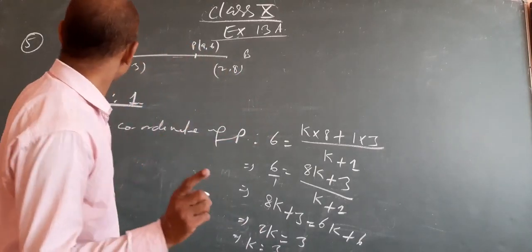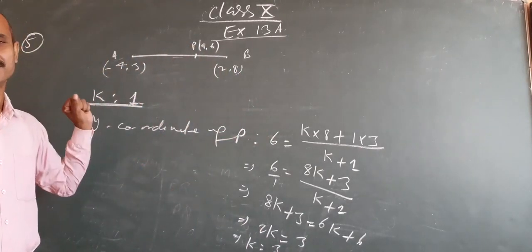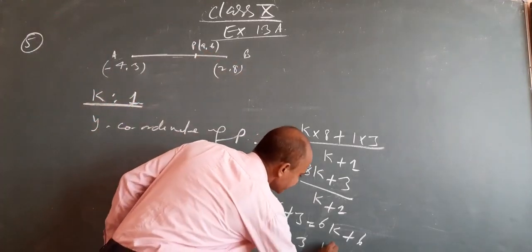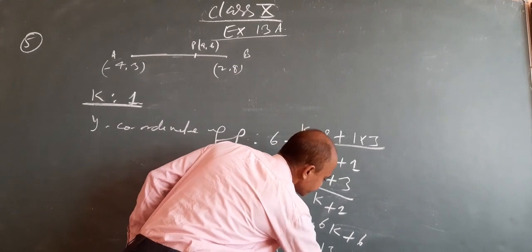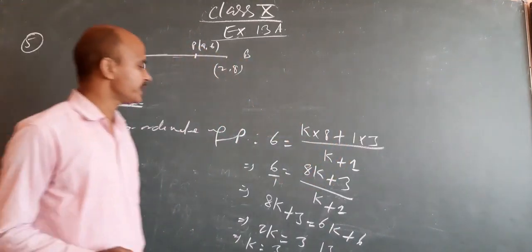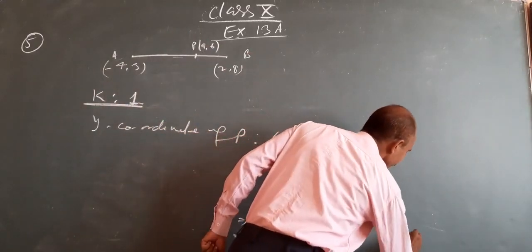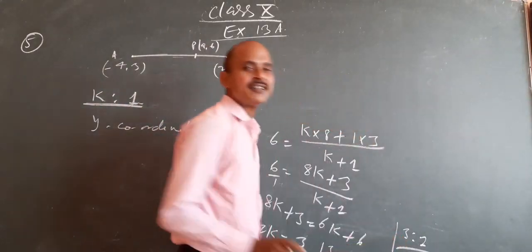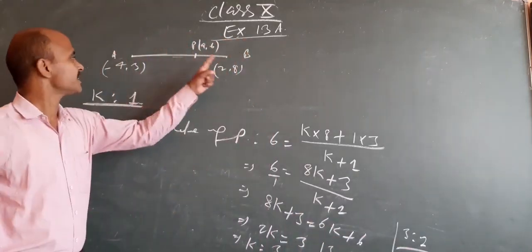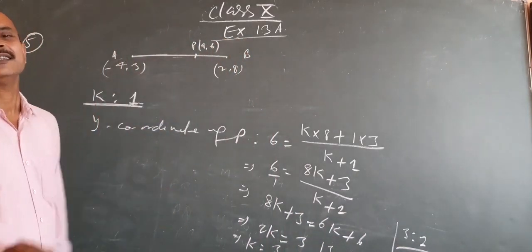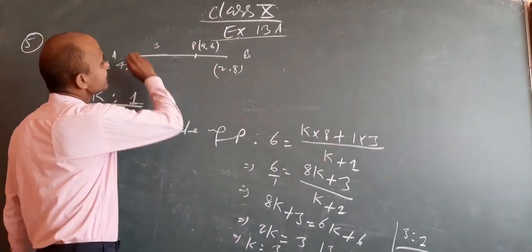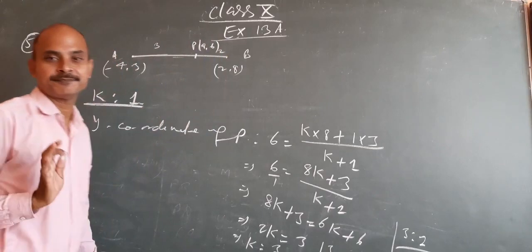We have supposed that the ratio is k is to 1, and 3 by 2 is to 1 is also 3 by 2. So the ratio is 3 is to 2. The required ratio is 3 is to 2. The line segment AB is divided by point P in the ratio 3 is to 2. This part will be 3 part, this will be 2 part.